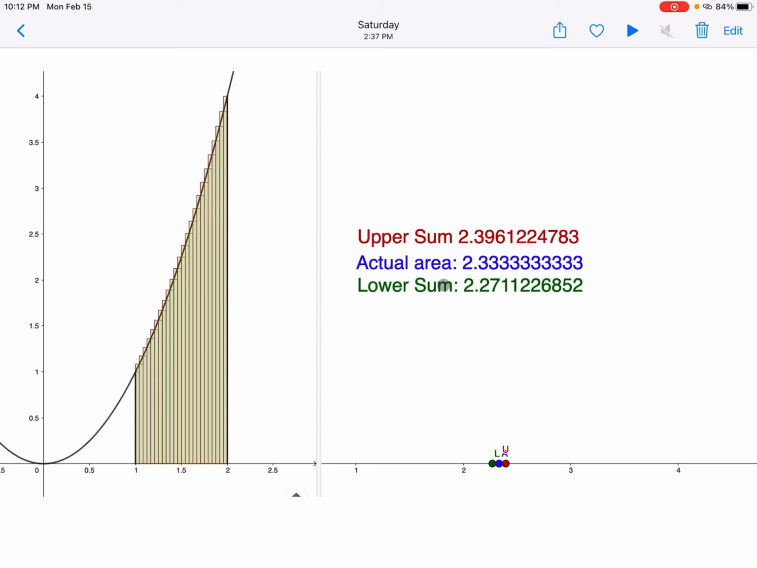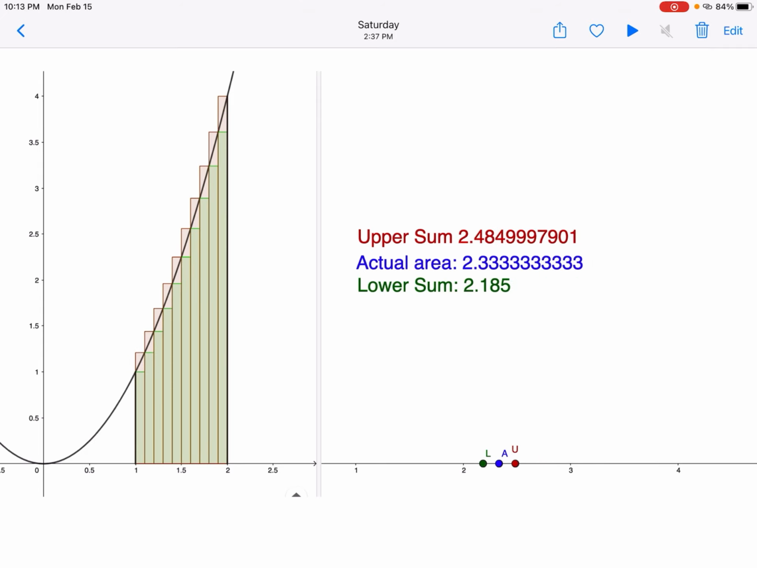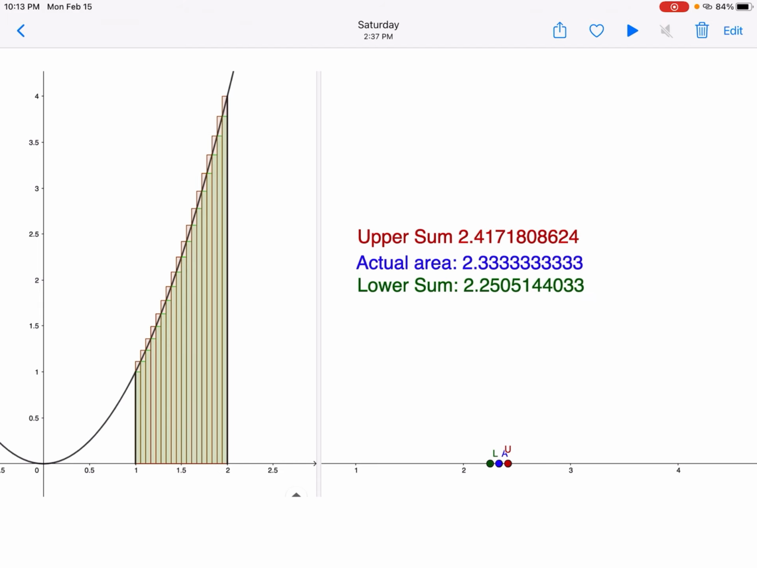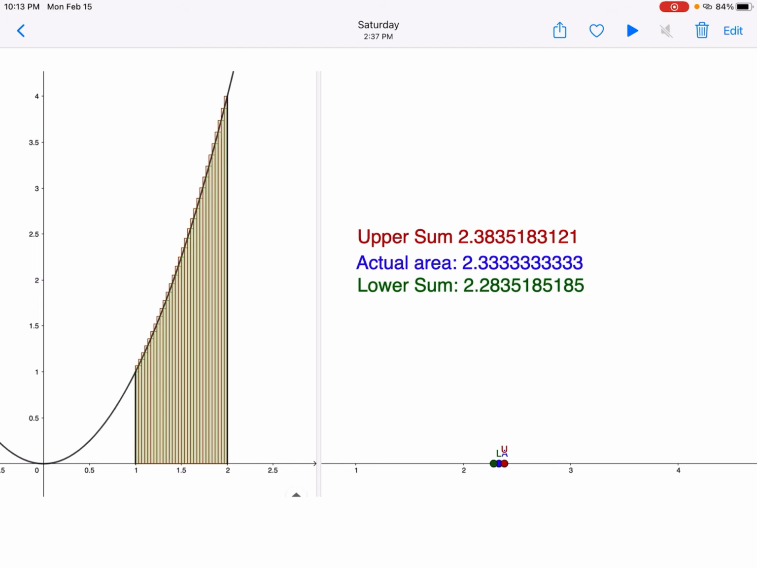So yung lower sum approaches the actual area from the left, and yung upper sum approaches the actual area from the right. And pag dinamihan ko yung rectangles, both the red and the green points approach the blue point, which represents the actual area. So let's summarize the ideas.